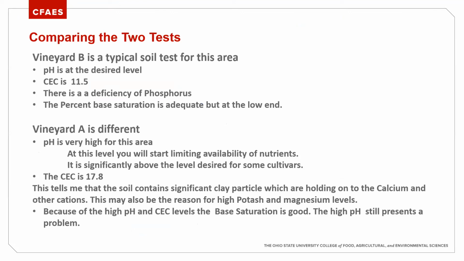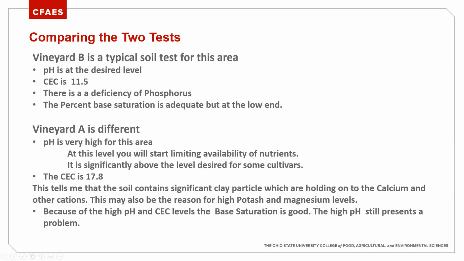Here's my comparison. Vineyard B is a typical soil test. The pH is at the desired level. CEC is at 11.5. There is a deficiency in phosphorus, and that needs to be corrected. But the percent base saturation is adequate. In other words, you're going to see calcium levels, which you need for grapes, up around above 65 and pushing towards 80. In other words, that base saturation for calcium is high. The ratio we want is probably about 65, 15 to 5 in calcium, magnesium and potassium.